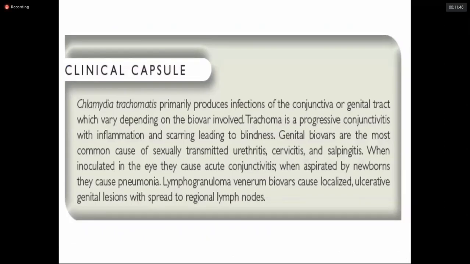Now, Chlamydia trachomatis, a clinical capsule: it primarily produces infection where? In the conjunctiva or in the genital tract. It depends on the biovars, and we mentioned that. Trachoma is a progressive conjunctivitis with inflammation and scarring leading to blindness. You see trachoma as granules inside the eyelid. If one turns the eyelid outward, one will see pale yellow or yellowish granules sometimes. These are the trachoma lesions.